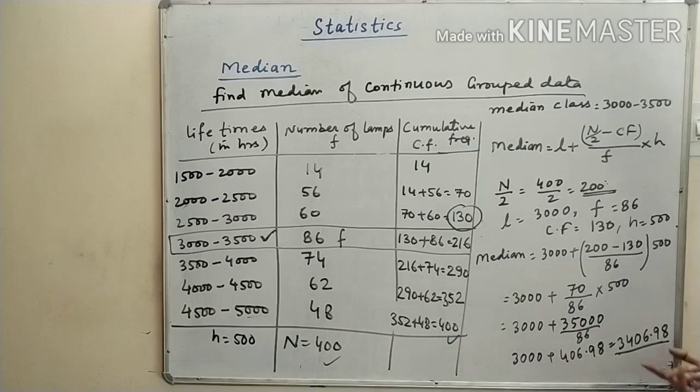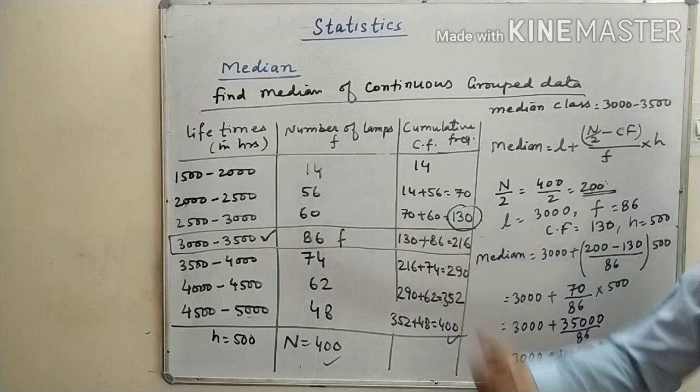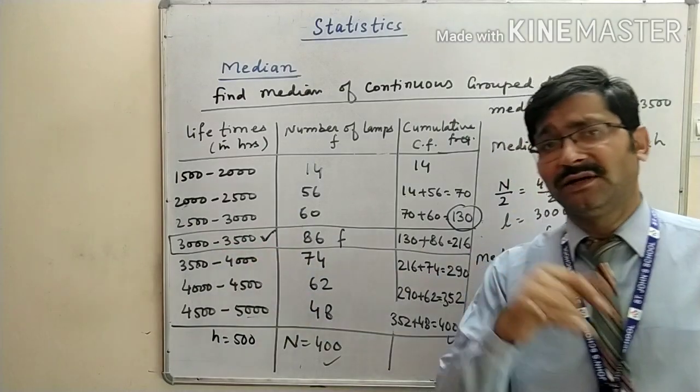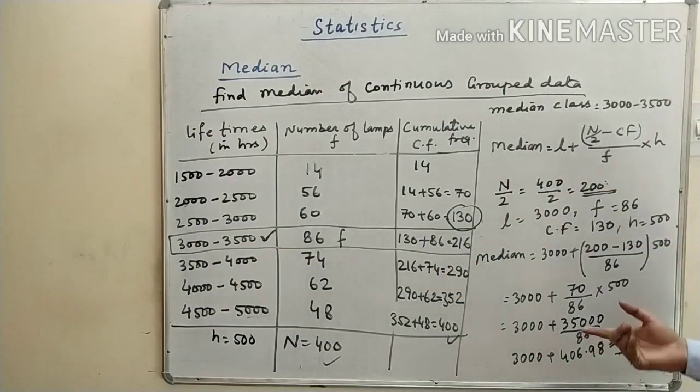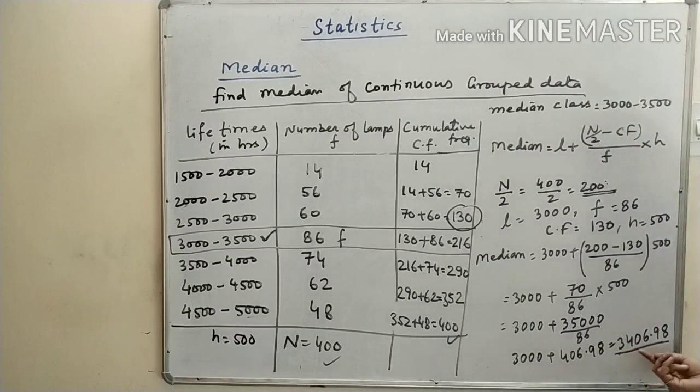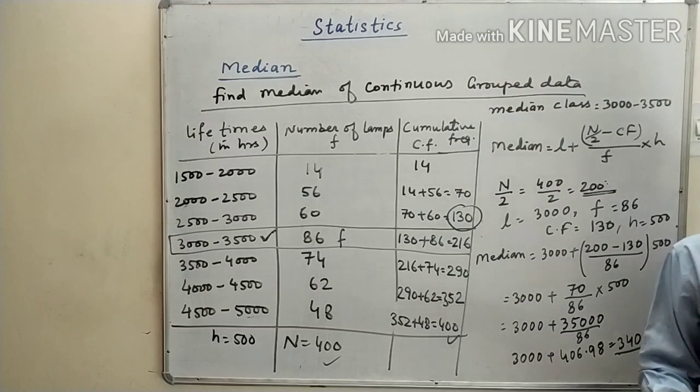You can check that this median lies between 3000 and 3500. If you get an answer beyond this, your calculation is mistaken. You will always get the answer within the median class. Here we get 3406, which is between 3000 and 3500, so our answer is correct. Hope you understand this solution.